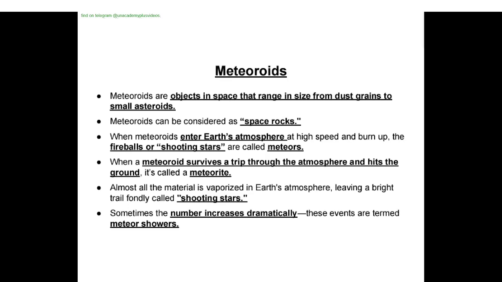Meteoroids. Meteoroids are objects in space that range in size from dust grains to small asteroids. Meteoroids can be considered as space rocks. When meteoroids enter Earth's atmosphere at high speed and burn up, the fireballs or shooting stars are called meteors. When a meteoroid survives a trip through the atmosphere and hits the ground, it is called a meteorite. Almost all the material is vaporized in Earth's atmosphere, leaving a bright trail fondly called shooting stars. Sometimes the number increases dramatically. These events are termed meteor showers.